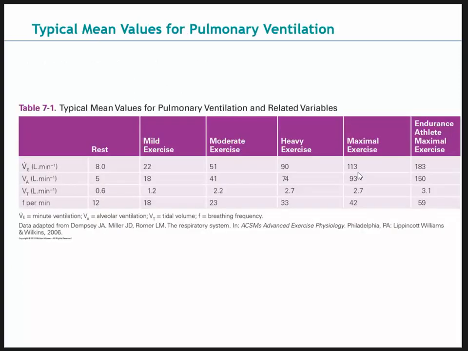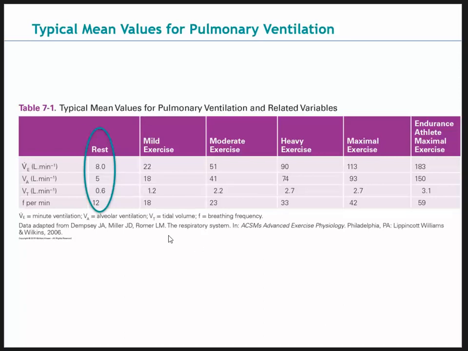All right, so let's give some typical mean values for pulmonary ventilation. So what we see here, first we have an average person. This person is 70 kilograms, so about 154 pounds, male. We have typical values for an untrained young adult versus a highly trained endurance athlete. So these are our resting values. So we said VE, pulmonary ventilation, is roughly 8 liters per minute. We said tidal volume is about 0.6 liters, and then frequency is about 12.